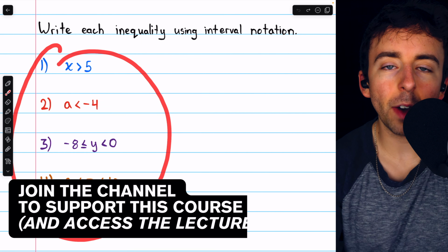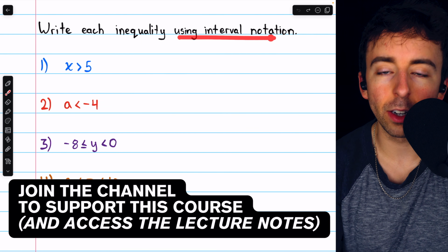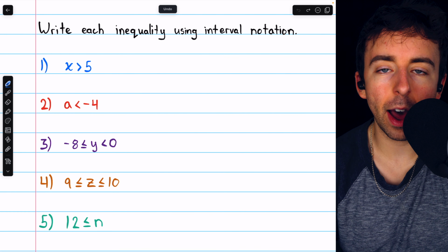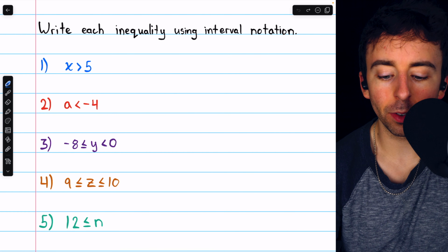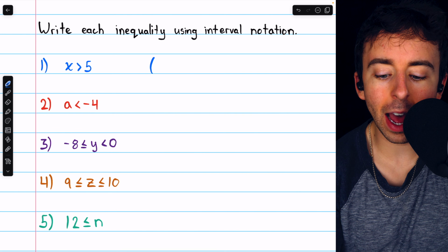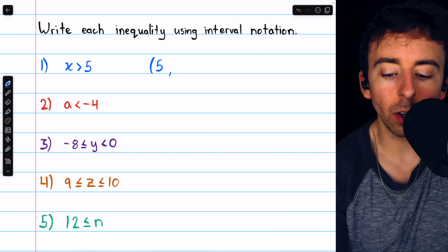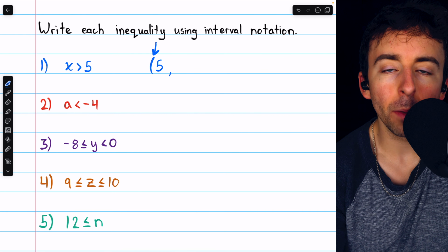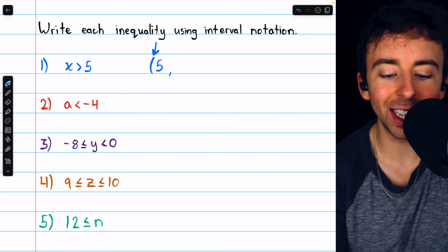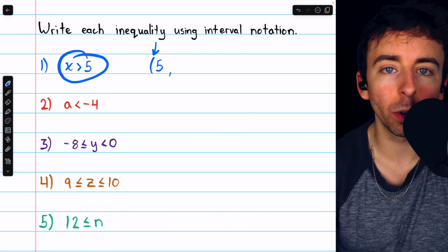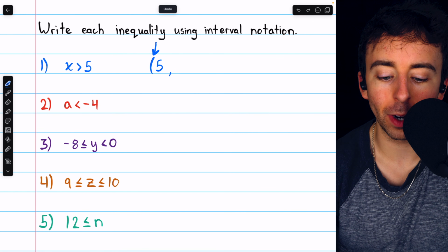Let's write these 5 inequalities using interval notation, beginning with number 1, x is greater than 5. When describing the numbers that are greater than 5, 5 of course is our lower bound, and in our notation we'll use a parenthesis there because 5 is not included. X has to be greater than 5. It's not allowed to equal 5. That's why we use the parenthesis.